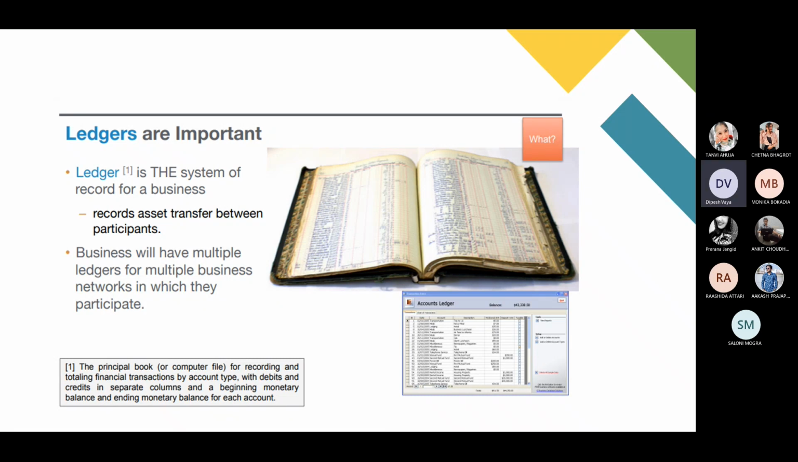Can anybody from a commerce background help me understand what a ledger is? Anybody can help me. I want to know from you what a ledger is. Am I talking right about ledger?